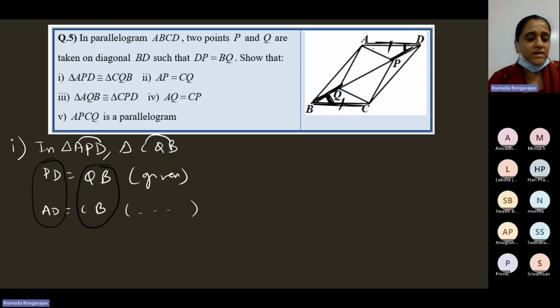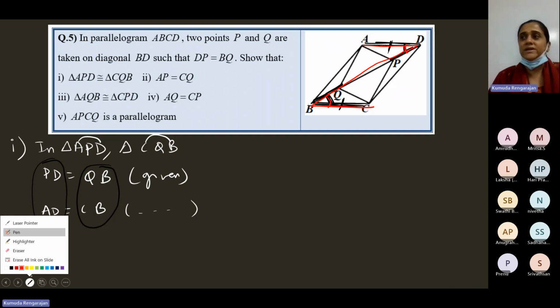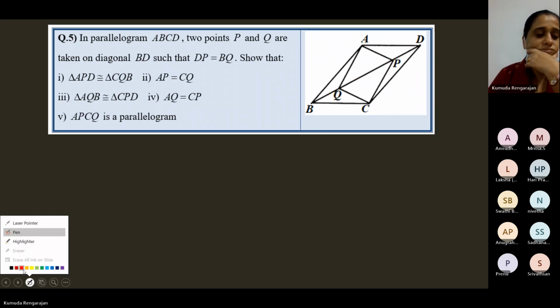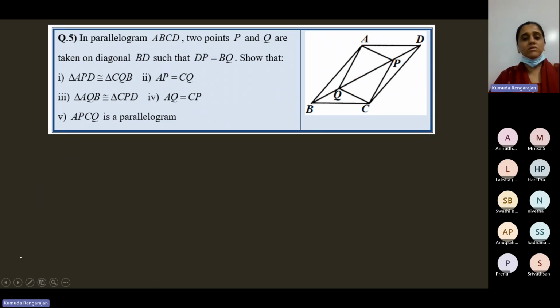And yes, these two angles are equal because they are alternate angles made by the transversal BD with the parallel lines AD and BC. Alternate angles are equal. So by the SAS congruence criterion, the triangles are congruent, and by CPCT, AP equals CQ. In the same way, you can proceed for the third one, AQB.